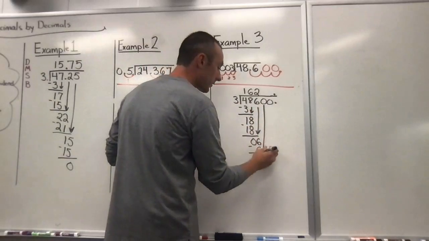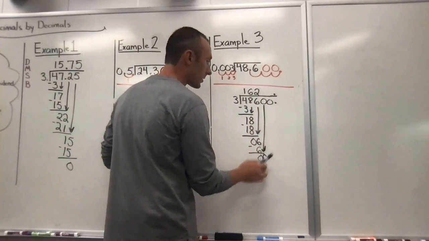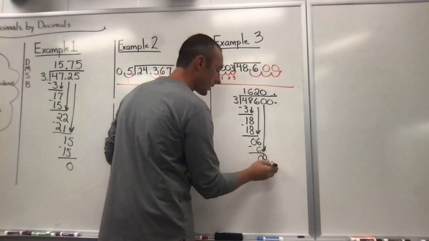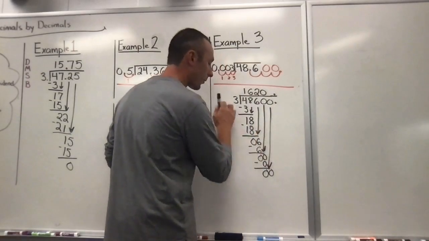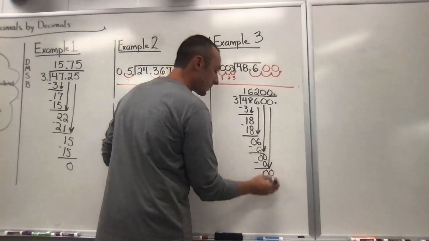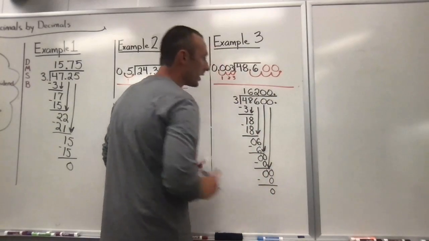So now I'm bringing down this 0. 3 goes into 0 0 times. 0 times 3 is 0. I subtract to get 0. I bring down another 0. 3 goes into 0 0 times. I subtract, I get 0. So that is my answer.